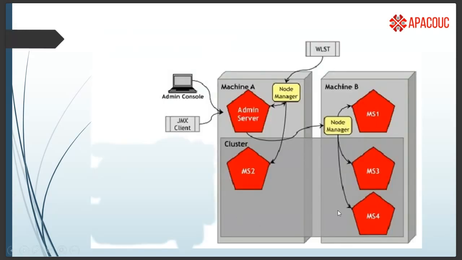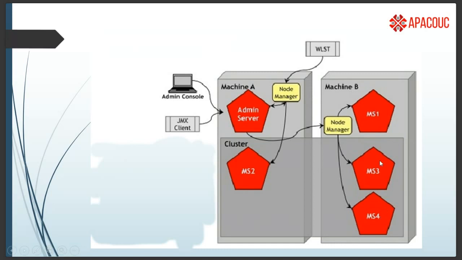This is a simple graph. Now this is, let's say, a mid-advanced architecture for WebLogic. As you see here, I have an admin console. I have two machines, machine A and machine B. On machine A, I have the admin server running on it, and I have one managed server. But on machine B, I have three managed servers.